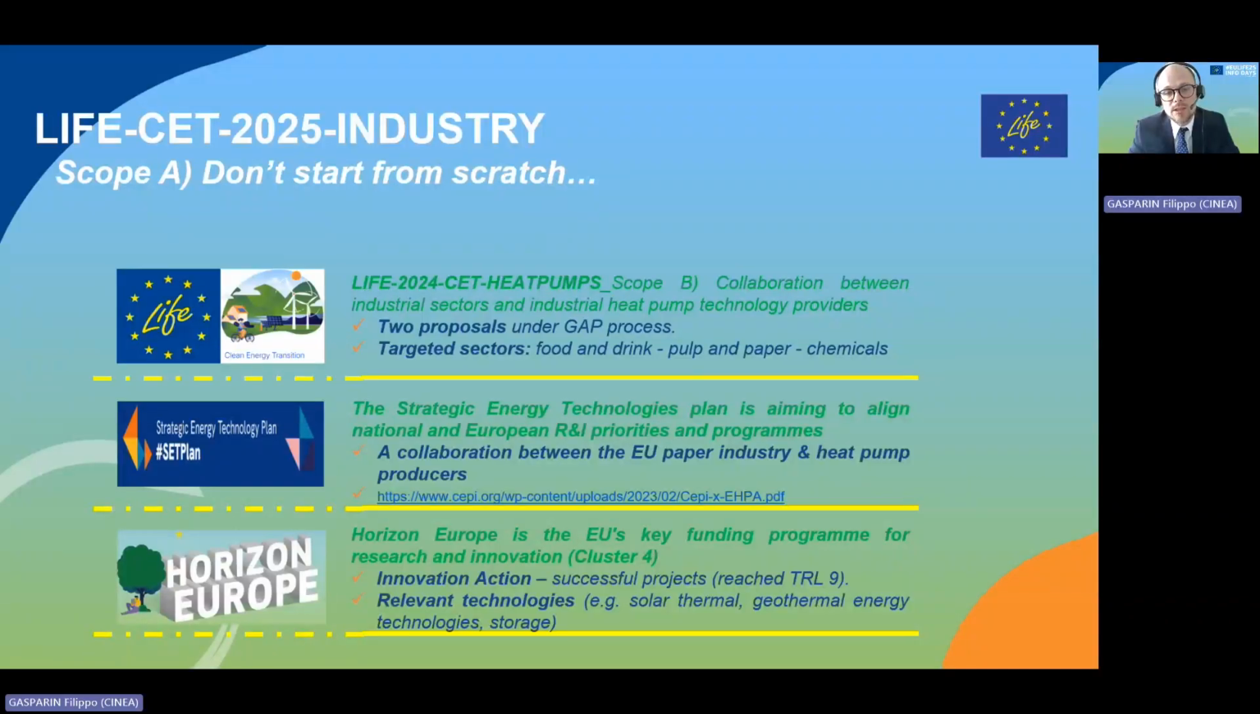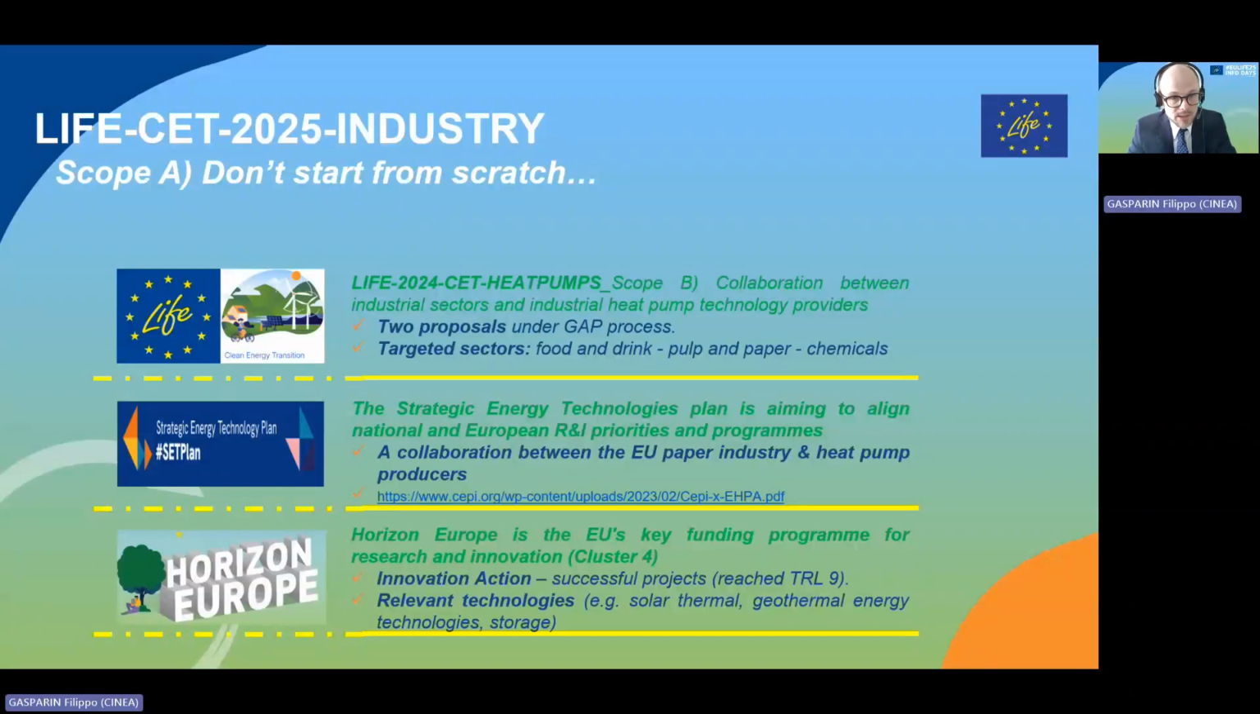It was really about fostering the collaboration between specific industrial sectors and industrial heat pump producers. Compared to this year's topic, which is much broader because we are targeting many more technologies, last year we were only focusing on this collaboration with heat pump technology providers. Two proposals were selected. Unfortunately, I cannot reveal much because these two proposals are still under GAP, the grant agreement preparation process. However, I can say that the targeted sectors in this case were food and drink, pulp and paper, and chemicals.